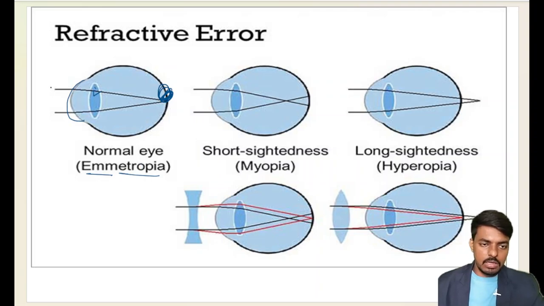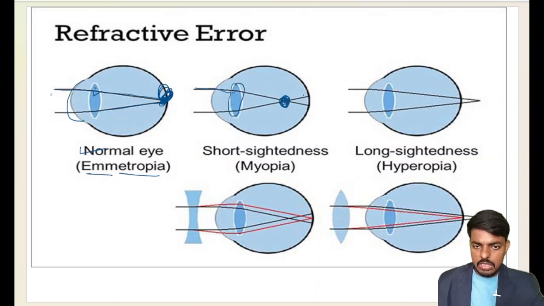See, light rays are coming like this, bending at the lens, and directly focusing on the retina. Very important. So that is the normal function. So emmetropia we will call that one. If in case light rays are over bending due to the over function of the lens, the focus will come in front of the retina.